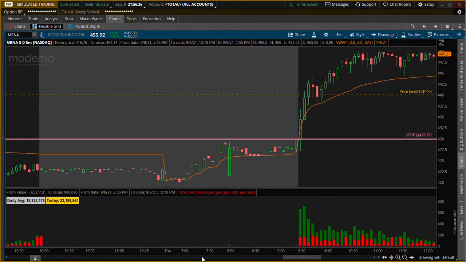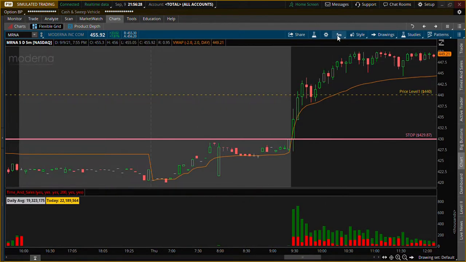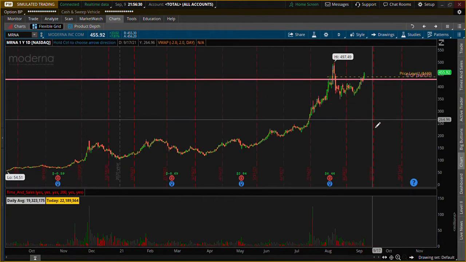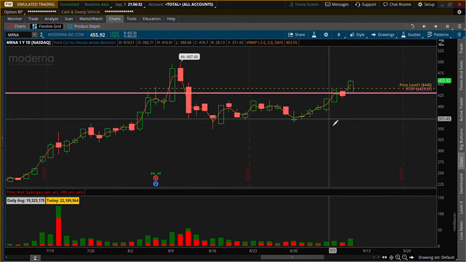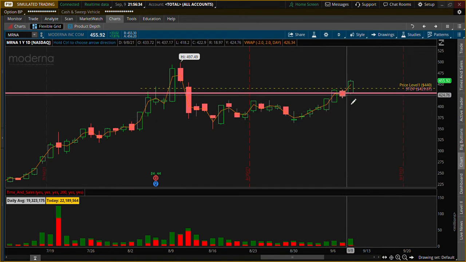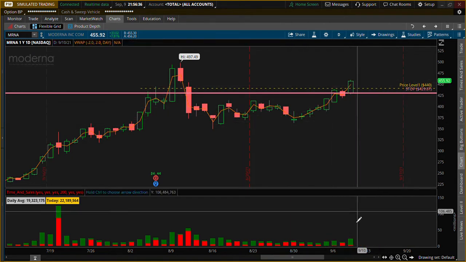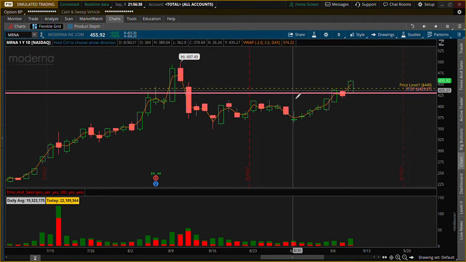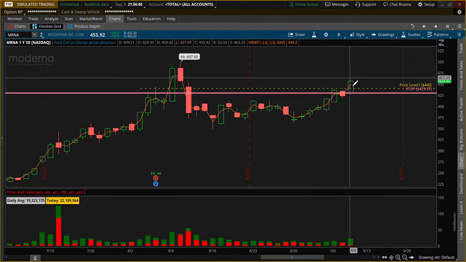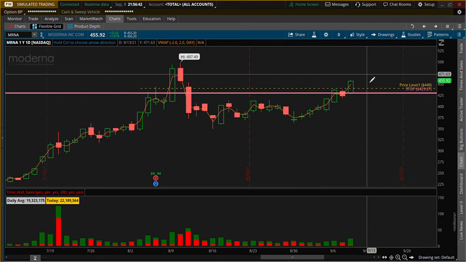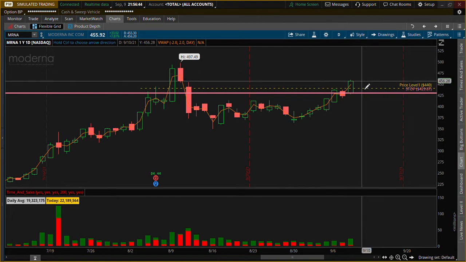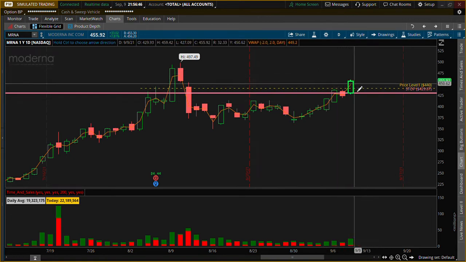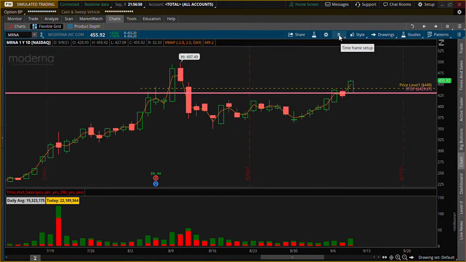Yeah, let's go. Okay, so MRNA. So why were we watching this? It was because of this. We were watching this rally, base, and potential rally, right? Now here's the thing. With this rally-base-rally, we didn't have any confirmation, at least I didn't have any confirmation. Did I have a key level? No. I didn't have a trend line. I didn't have anything of that sort.